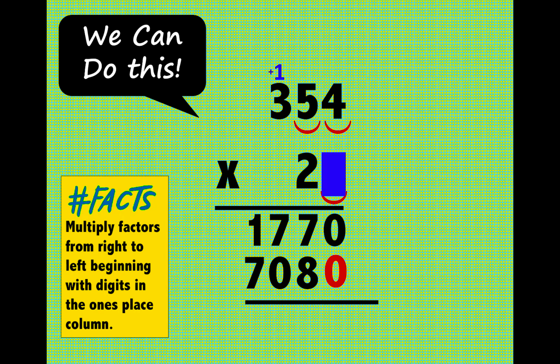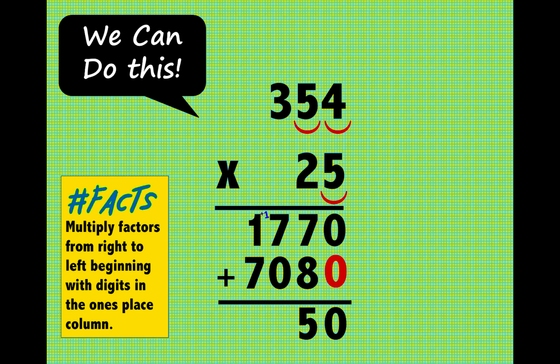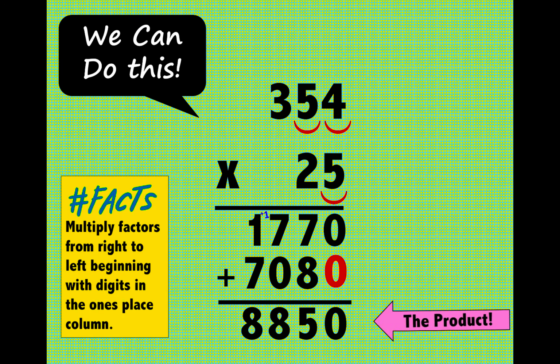Now we add up both lines. 0 plus 0 is 0. 7 plus 8 is 15. 5, regroup the 1. 7 plus 0 is 7. Plus the 1 we carried equals 8. 1 plus 7 is 8. The product, 8,850. But we're not done.